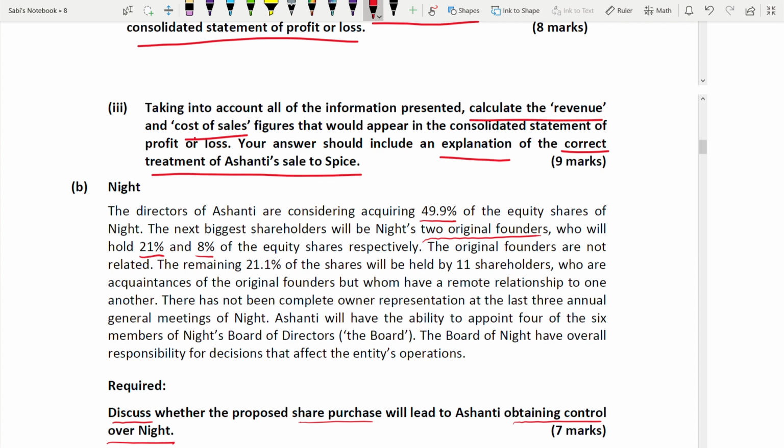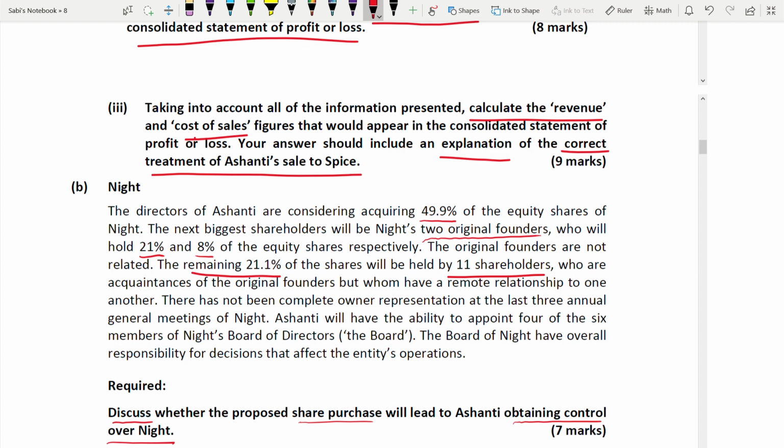The remaining 21.1% of the shares will be held by 11 shareholders. So this remaining will be held by 11 shareholders who are acquaintances of the original founders but who have a remote relationship to one another. There has not been a complete owner representation at the last 3 annual general meetings of Knight.